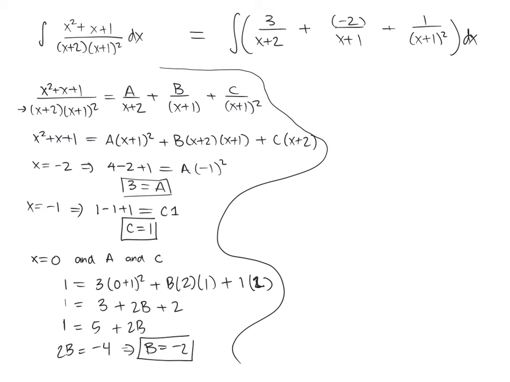Two of those are natural logs and one of those is not. Which one does not integrate to a natural log? The last one, right? Okay, so we'll have 3 natural log absolute value x plus 2 minus 2 natural log absolute value x plus 1.